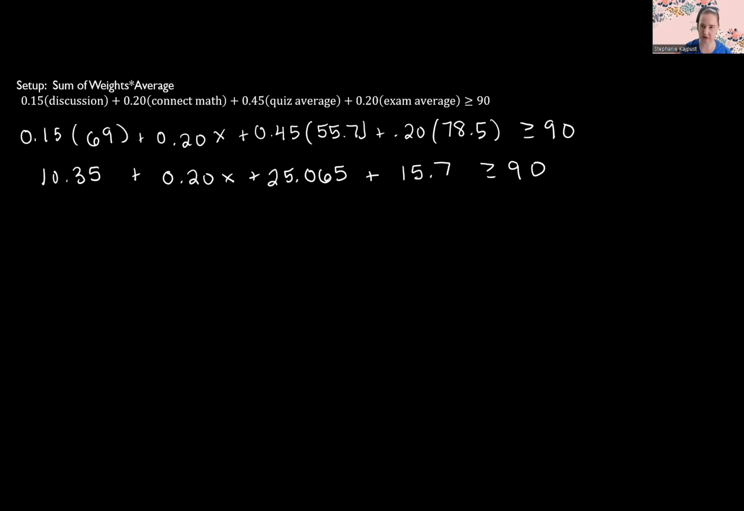10.35 plus 25.065 plus 15.7. So those all add up to 51.115. And then we have plus 0.20x is greater than or equal to 90. So now that we've added all of our like terms, we're going to solve for x. We want to keep x on the left. I need to move the 51.115 to the right.